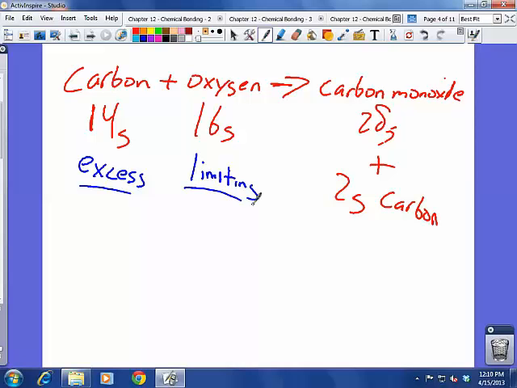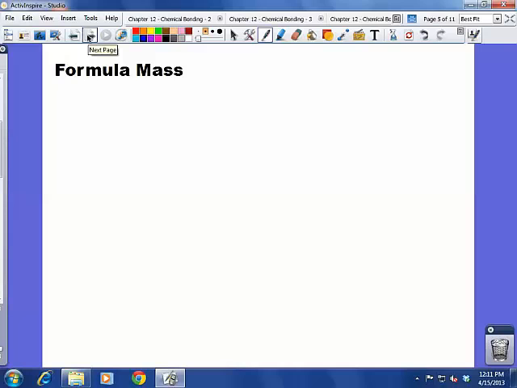Good. Now, let's go ahead and skip forward a little bit to that number 5. That was a little bit of trouble. When you were reading about formula mass, what was the book's definition for formula mass? What's an idea of what formula mass is? Can you tell me that in words?